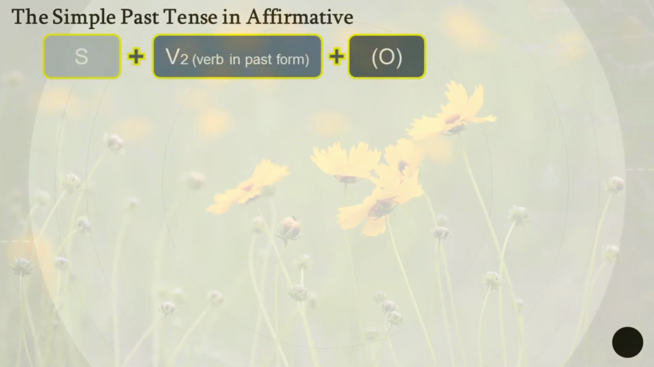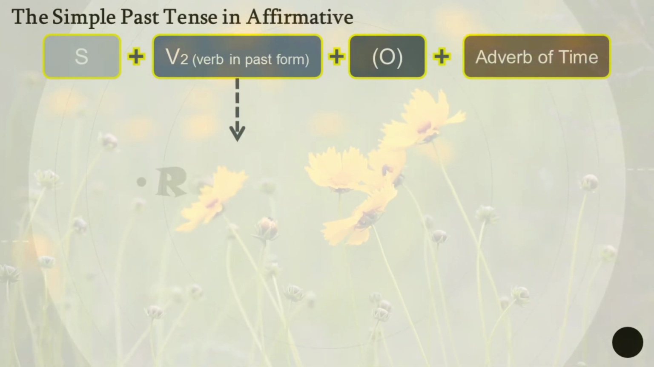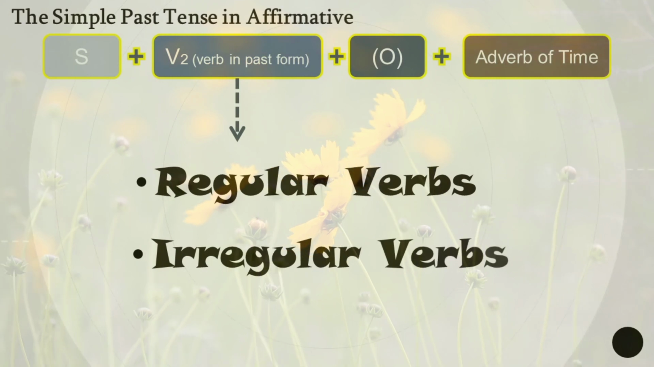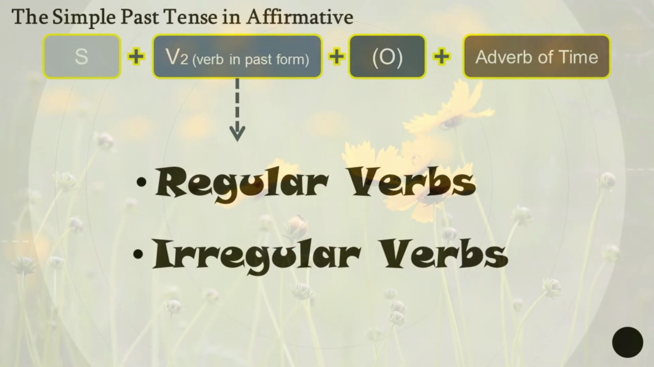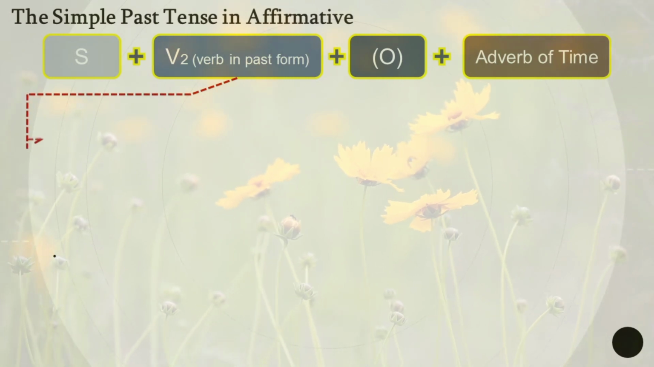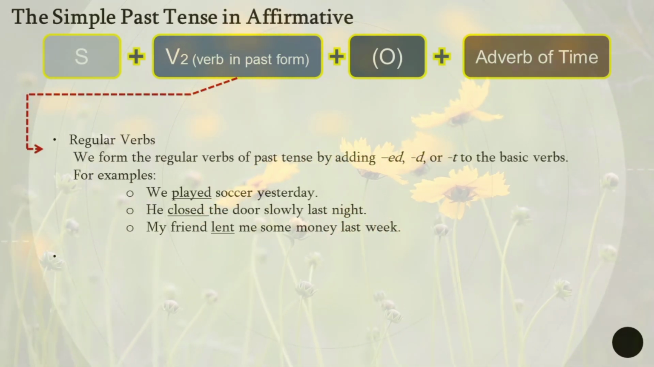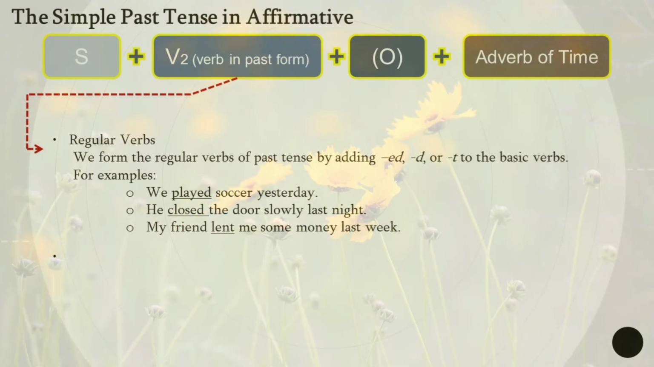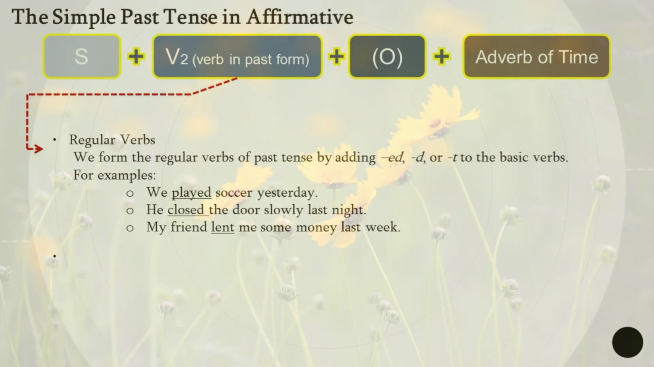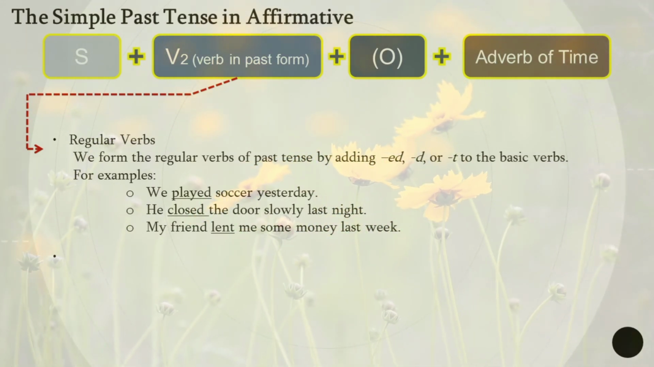Subject, verb in past form, object, adverb of time. There are two kinds of verbs in past forms: regular verbs and irregular verbs. Regular verbs. We form the regular verbs of past tense by adding ed, d, or t to the basic verbs. For examples, we played soccer yesterday, he closed the door slowly last night, my friend lent me some money last week.